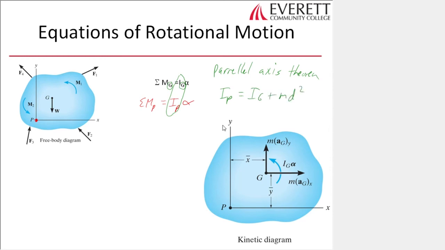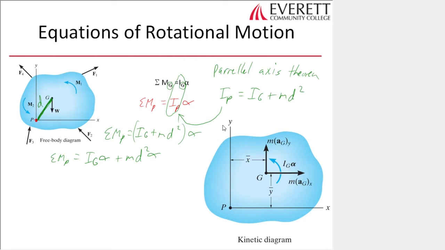What we're going to do is plug that into this equation here. We'll say the sum of the moments about P is equal to I_G plus m d squared times alpha. Then I'm going to bring alpha in and distribute it through that equation: I_G times alpha plus m d squared times alpha.